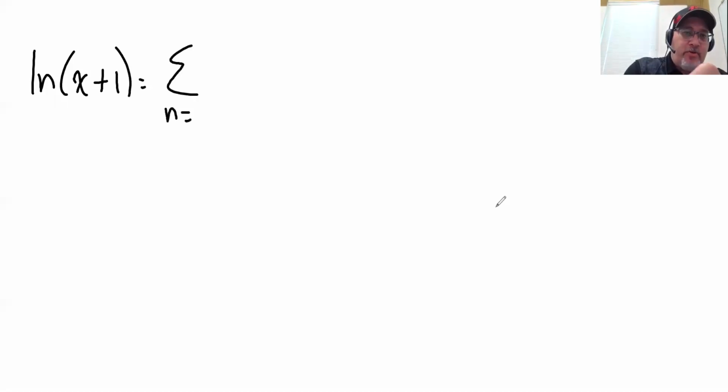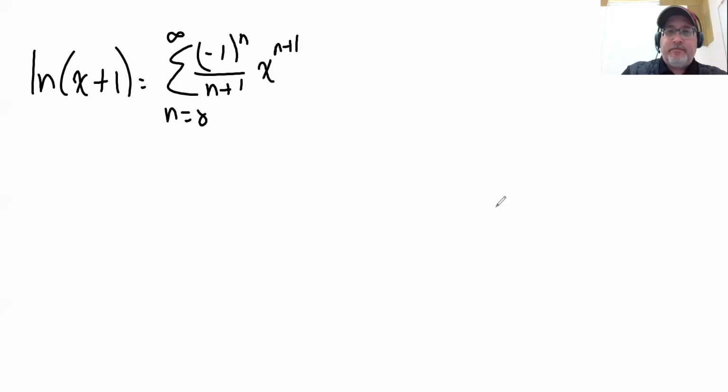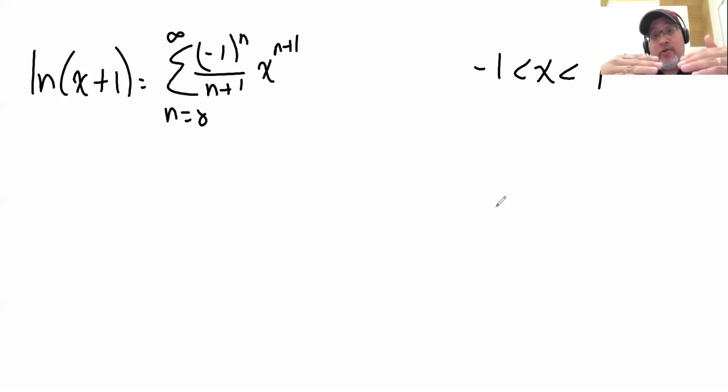Sum n equals 0 to infinity, negative 1 to the nth power over n plus 1 times x to the n plus 1. Now, we could play some substitution games to make the exponent a single variable instead of n plus 1, but let's not worry about that right now, because we are still focusing on convergence. We have to check convergence at the endpoints. Anytime you differentiate or integrate a series, you don't lose the interval. You may pick up or lose endpoints.